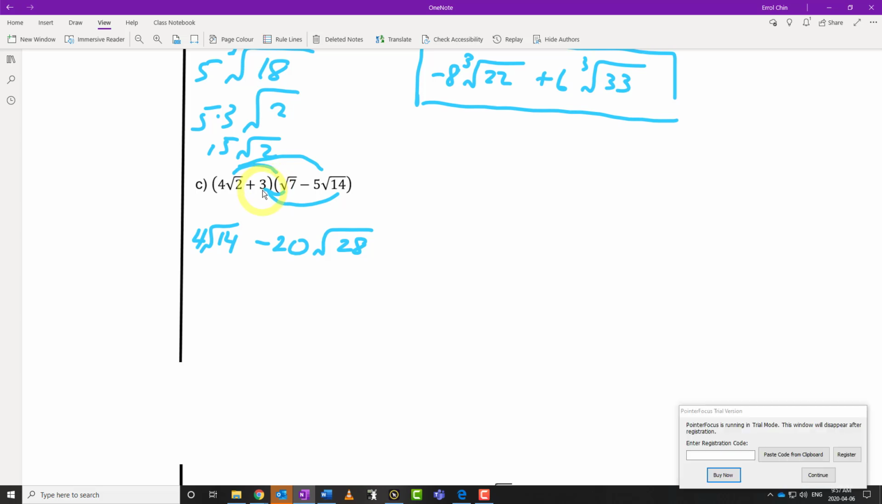Anyways, moving on. 3 times root 7 is just positive 3 root 7. And then 3 times negative 5 root 14. That just becomes negative 15 root 14. Now, again, I have a root 14 here and I have a root 14 here. We can combine those terms together. But let's just take a look at the square root of 28 here.